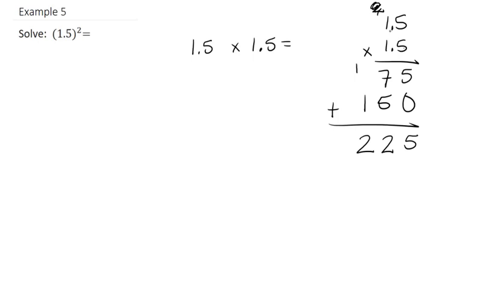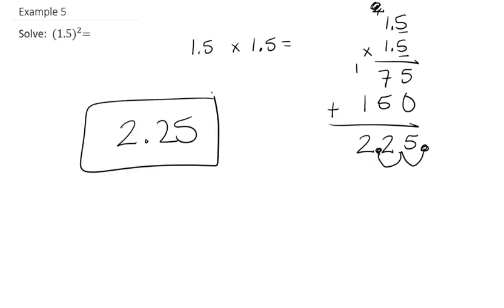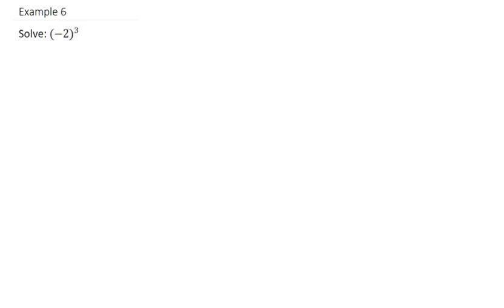Now we need to count how many place values after the decimal we have. So we have 1 here and we have 1 here. So that's 2. So we can move the decimal over 2 times, and we get 2.25 as our final solution to this problem. And so let's do one final example.